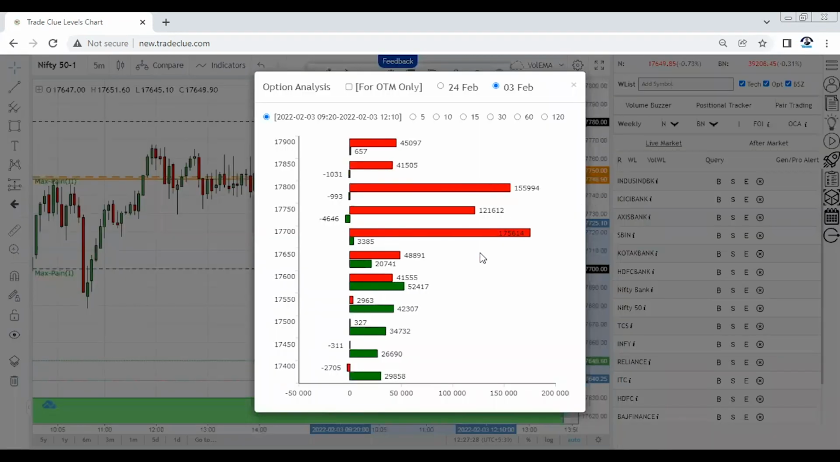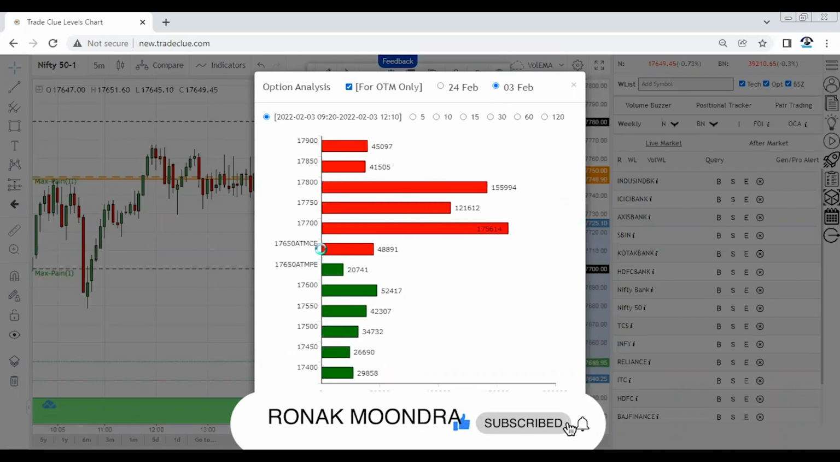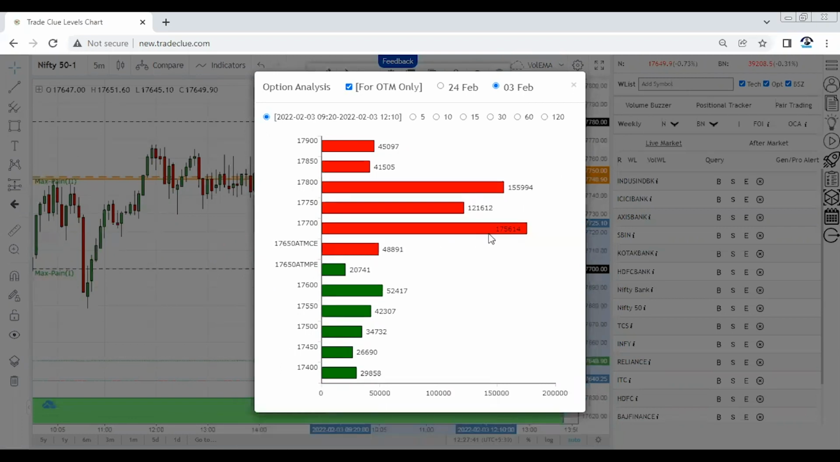Somewhere the market is around 17,650 area, 3rd of Feb expiry, OTM 650. You can clearly see there is no big OI, but at 700 there is a huge OI. So 700, 750, 800, there is a huge OI. So 700 becomes a key important zone.